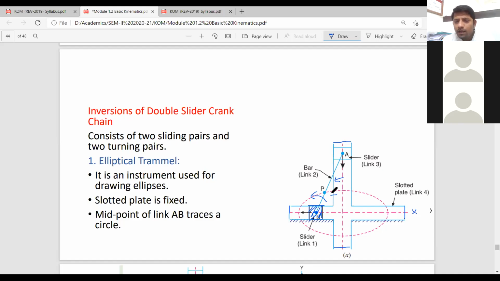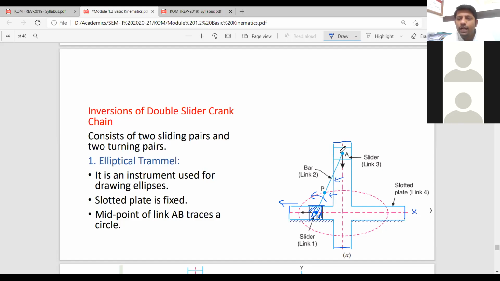So the slotted frame will not turn, okay, but it is free to slide over the slider. So, that is link 1. Okay, so what will happen, this slotted plate will have linear motion. This slotted plate will have linear motion over the slider. Okay, this whole frame, this whole slotted plate will slide over the link 1 which is fixed.